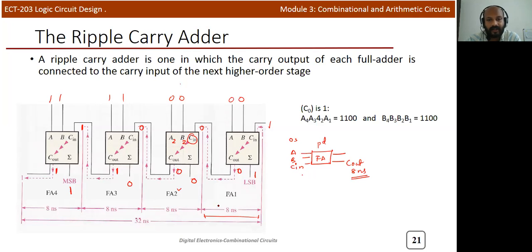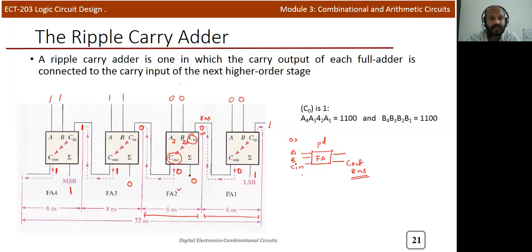Only after that 8 nanoseconds, the carry output of the first stage will be available at the second stage. Now again we need to wait 8 nanoseconds to generate the C out, because again this circuit requires some time to calculate the C out. This 8 nanoseconds is a typical value. It can be 10 nanoseconds or 6 nanoseconds based on the circuit. So in total, to get a proper C out in the second stage, we need to wait 8 plus 8, total 16 nanoseconds.